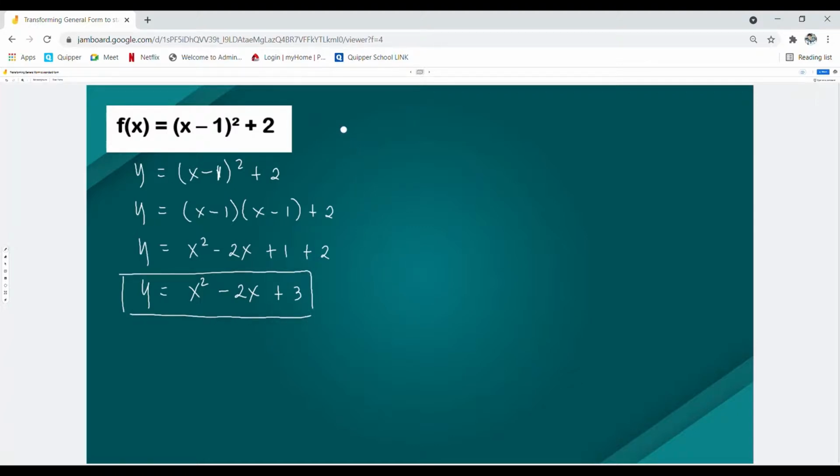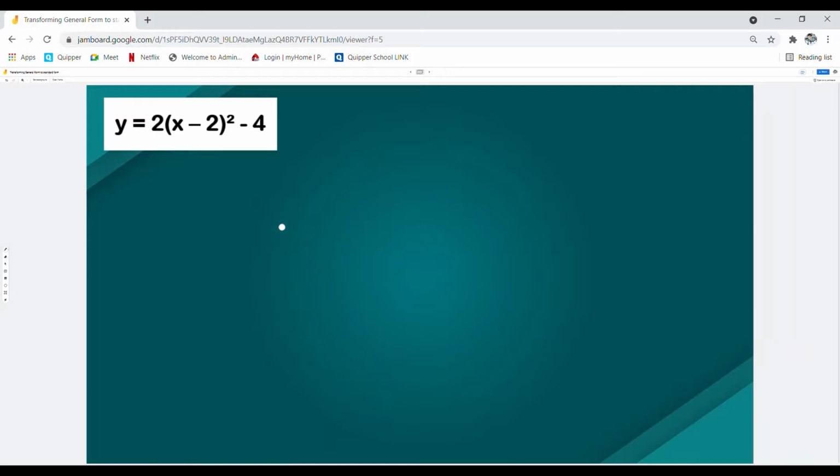So from standard, or shall we say vertex form, to general form, they're just the same. That's how simple it is, especially if there's no a here. Now next, what if there is an a in front of it? You will do the same.